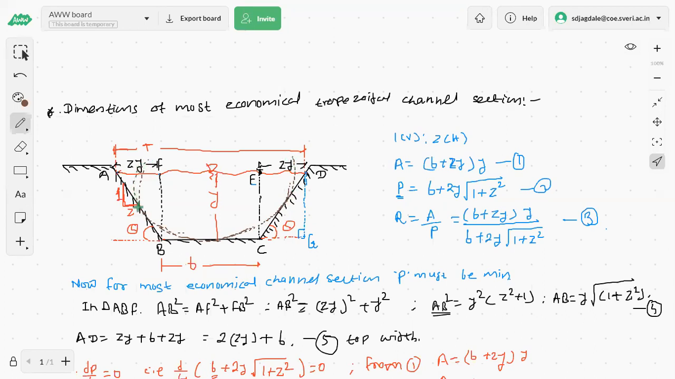You will draw a semicircle with the center as the midpoint of the top width, and with radius as the flow depth y. Then it used to touch all the sides of a trapezium. Okay, that is another condition we can say.